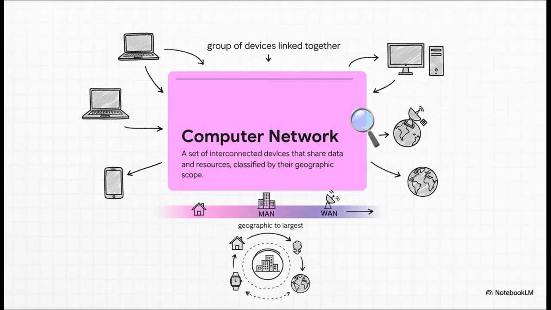So let's get a bit more formal. What is a computer network? Well, it's just a set of interconnected devices that share data and resources using a common set of rules. But the key thing to remember, the part that unlocks everything, is that we classify them based on their geographic scope, basically how big they are. We're going to start with the smallest and zoom all the way out.